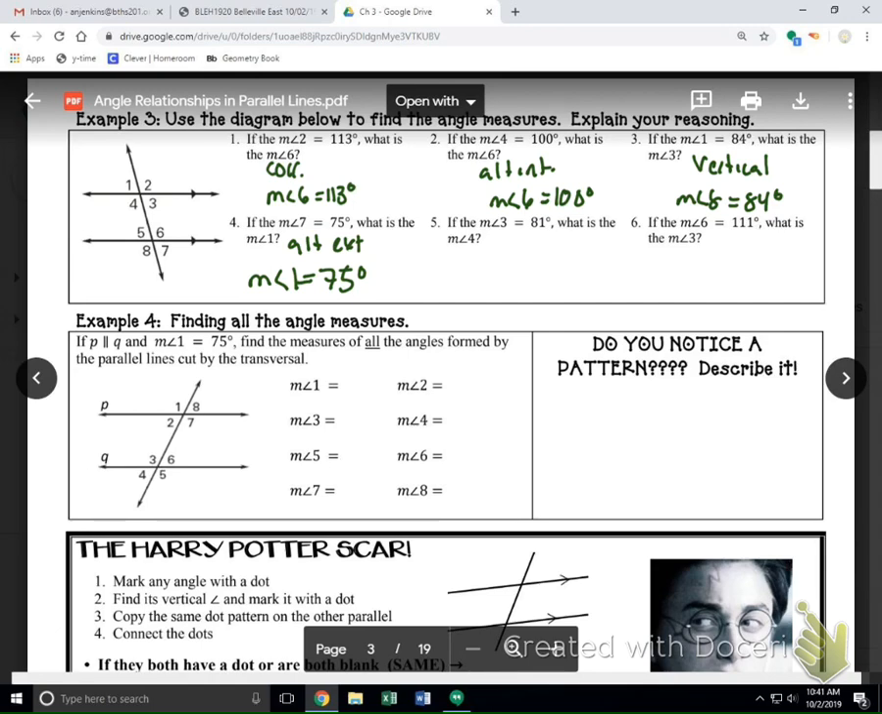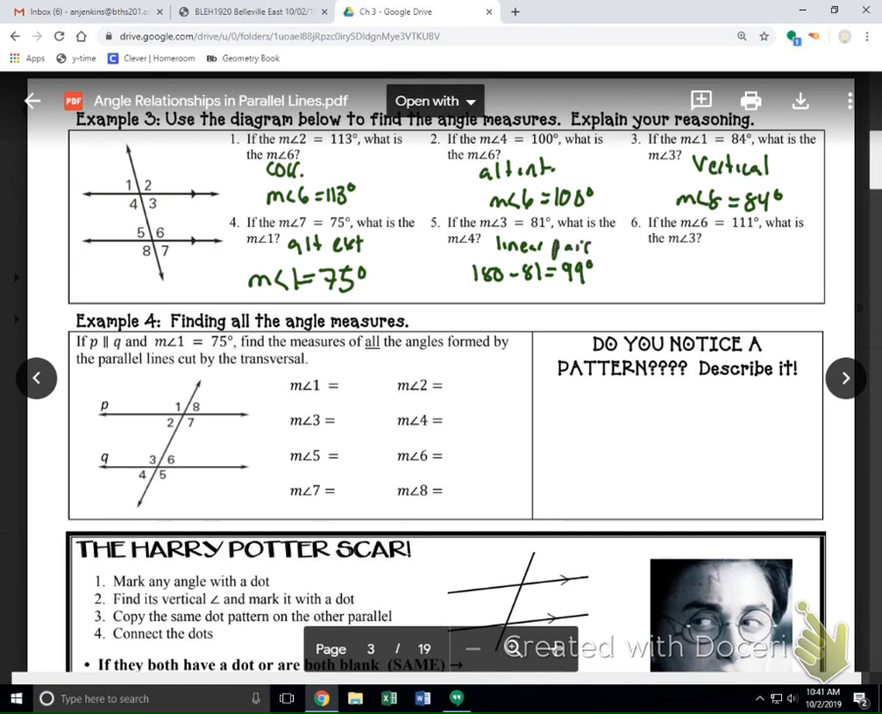And then we have the measure of angle 3 and the measure of angle 4. 3 and 4, what's the relationship there? Linear. And we know linear pairs are 180. So we have 180 minus 81, which gives me 99 degrees.